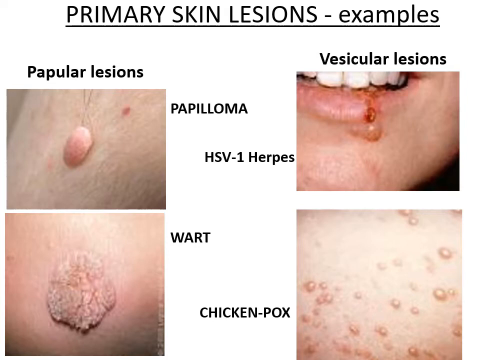Vesicles, so vesicular rashes are fluid filled, and it's typically clear fluid. So herpes in the top right and chickenpox, or herpes zoster, those are all vesicular type rashes.